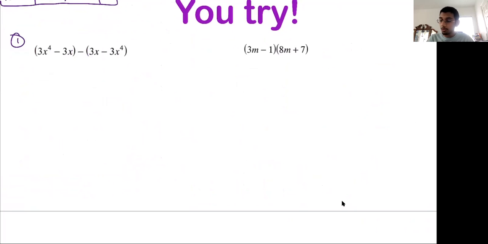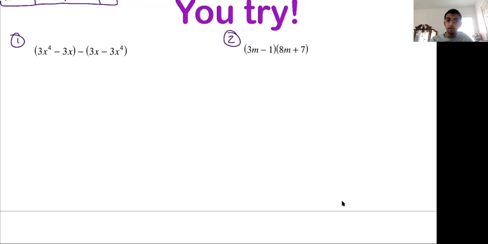And then for number 2, right here, I want you guys to do FOIL. So again, because there's two terms in here and there's two terms in here, I want you guys to actually try to figure out how to multiply both of these things. So pause the video, try both of them, and then come back and I will go over them and you can see if you got it right.